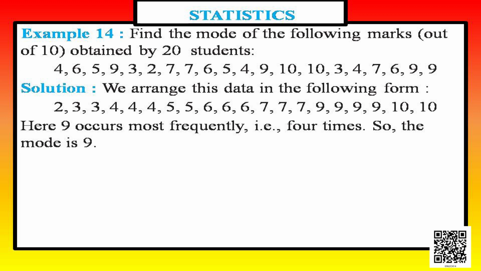Here also we arrange them in ascending order. After arrangement, the numbers are as follows: 2, 3, 3, 4, 4, 4, 5, 5, 6, 6, 6, 7, 7, 7, 9, 9, 9, 9, 10, 10. Now after looking at the numbers, we can come to the conclusion that here 9 occurs most frequently, that is the maximum number of times, 4 times. So we can say that the mode is 9. I hope you all have understood the examples.